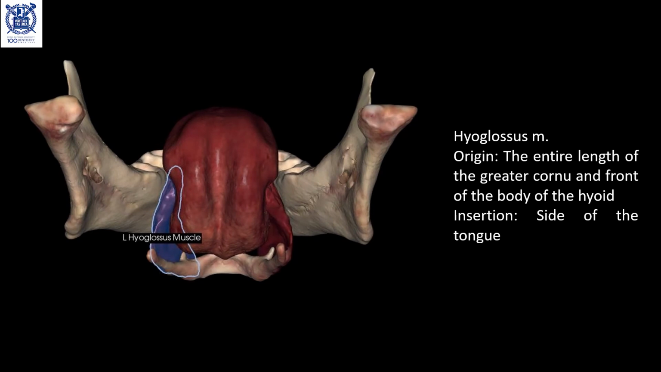Hyoglossus muscle. It is a thin and quadrilateral muscle and arises from the side of the body and from the whole length of the greater cornu of the hyoid bone. It passes almost vertically upward to enter the side of the tongue, between the styloglossus and the inferior longitudinal muscles of the tongue. It forms a part of the floor of the submandibular triangle.